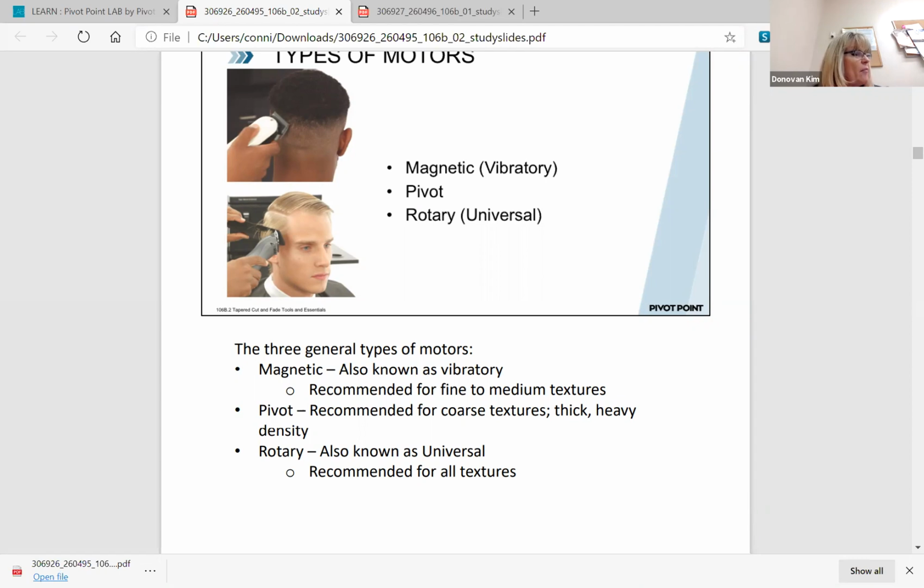So magnetic, blade speed on this is high. The blade is pulled in one direction by an electromagnet, returned by spring action. Gives you smooth cutting, creates heat, good for occasional use. So with the clippers that you use, you're like, oh, my clippers are getting hot when you use them a lot, those are magnetic. Most of them are magnetic motors.